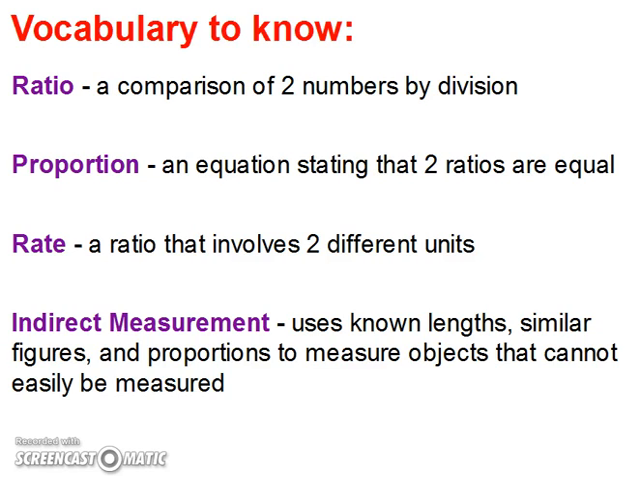A ratio is a comparison of two numbers by division. A proportion is an equation stating that two ratios are equal. And a rate is a ratio that involves two different units, like meters per second. An indirect measurement uses known lengths, similar figures, and proportions to measure objects that cannot easily be measured.